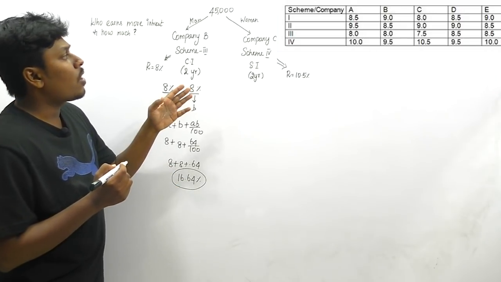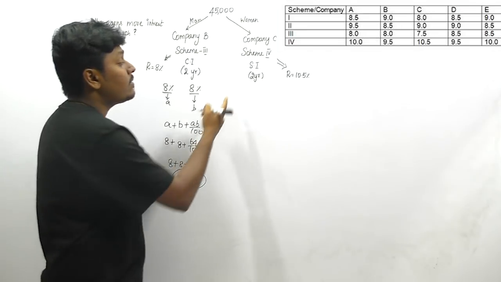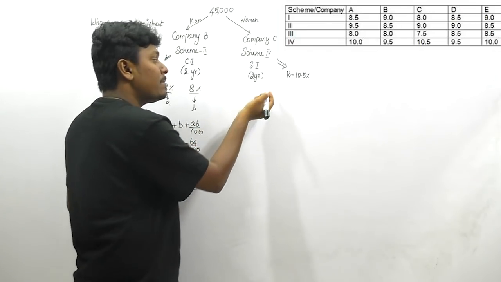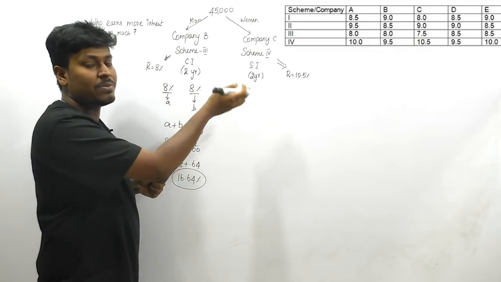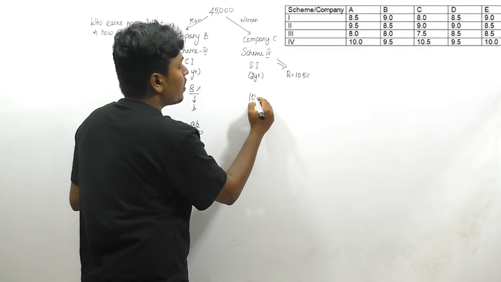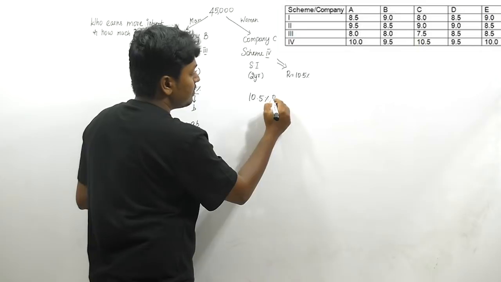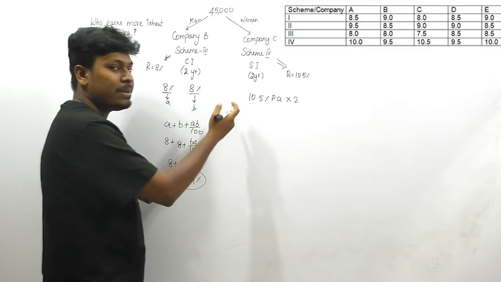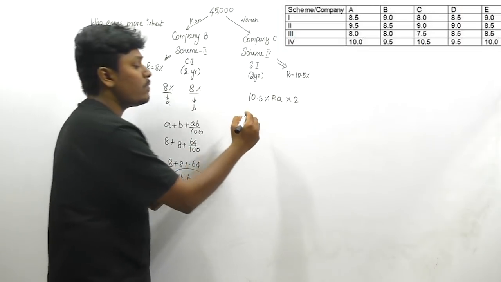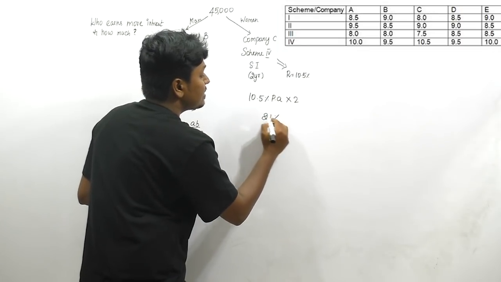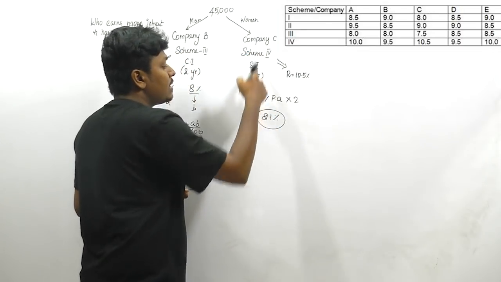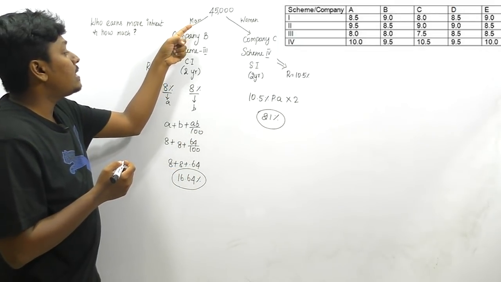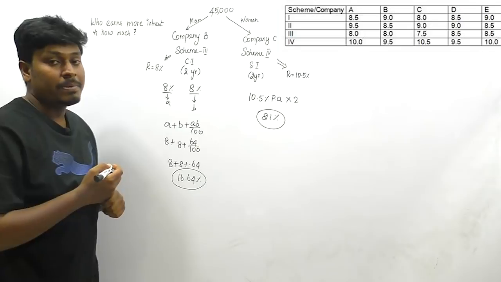Let me calculate how much the woman earns. The woman's is simple interest for 2 years at 10.5%. Remember friends, it is simple interest, so we can directly multiply 10.5% per annum by 2 years. 10 into 2 is 20, 0.5 into 2 is 1, so 21%. Friends, listen carefully. Here the woman earns 21% interest, and the man earns 16.64% interest.